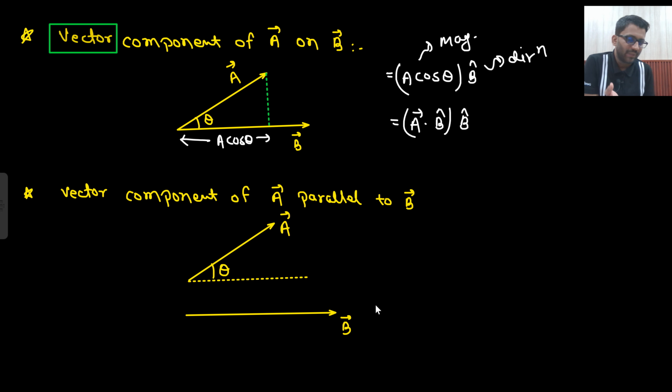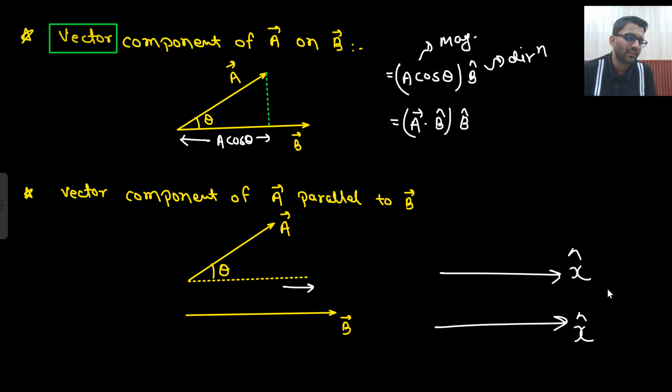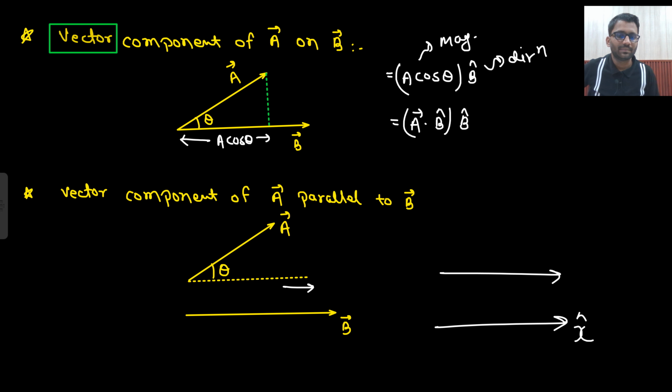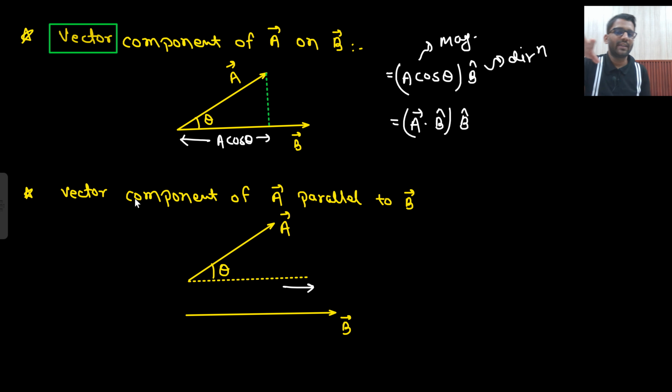And the same goes for this one, because this line and this line are parallel. So what is the angle between vector A and vector B? That is theta only. And what is the direction of this parallel line? Similar to B vector only. Because if I say this has a direction x cap, then what will be the direction of this line? X cap only. The magnitude can change, but the direction is the same. All are pointing along this line, so all have the same direction. So vector component of vector A parallel to vector B and on vector B are the same thing. So here also this is your A cos theta, and then you need to show the direction.